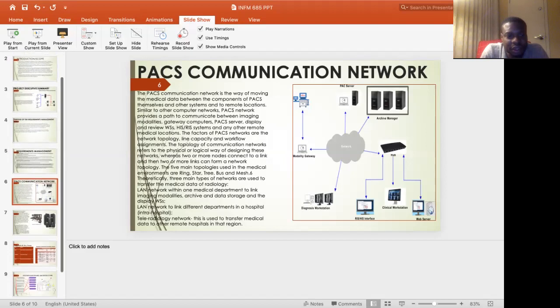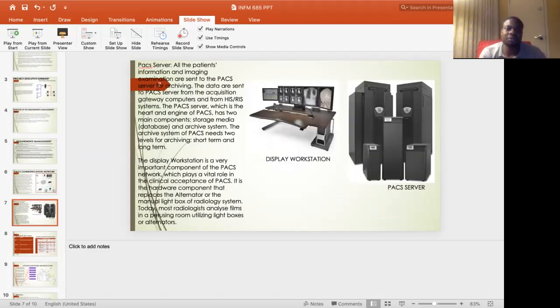The 7th slide, I guess, talks about the PACS server in a way that all the patient information and imaging examination are directly sent to the PACS server for archiving. The data is sent to the PACS server from the acquisition gateway computers. The PACS server, which is the heart and engine of PACS, has 2 main components: the storage media, which is the database, and the archive system. The archive system of PACS needs 2 levels for archiving: the short term and the long term.